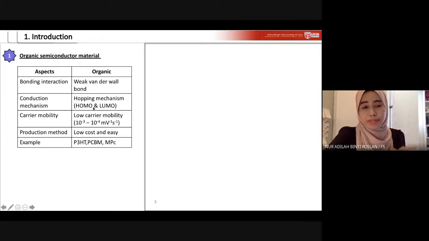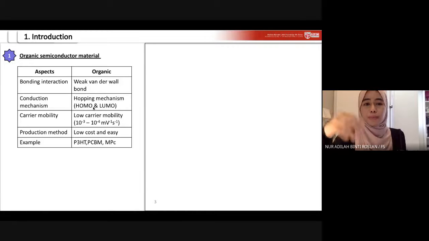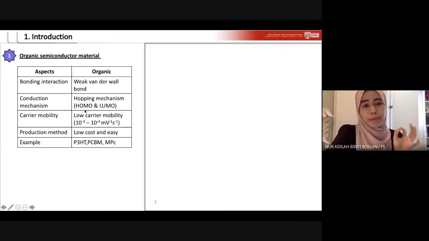You must also know about the valence band. Usually when we learn about electronics, we know the terms valence band and conduction band, right? That make up the energy level. So we have the valence band, which is termed the HOMO in the organic semiconductor material, and the conduction band is termed the LUMO. HOMO stands for highest occupied molecular orbital and LUMO stands for lowest unoccupied molecular orbital.